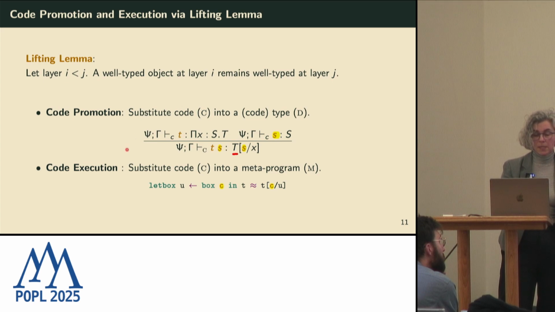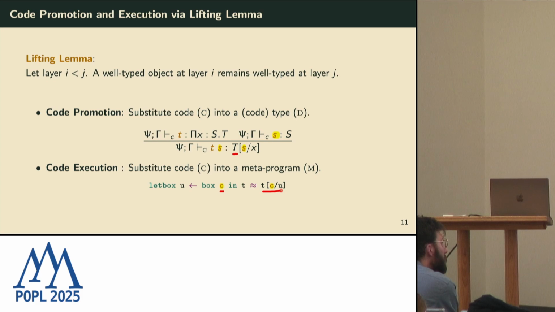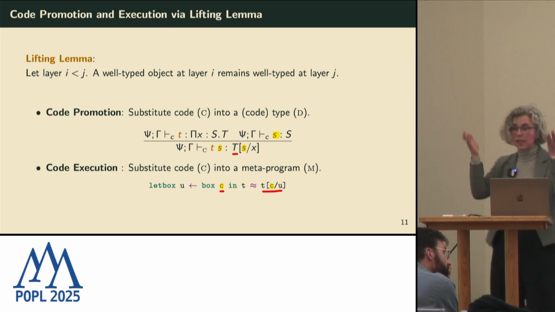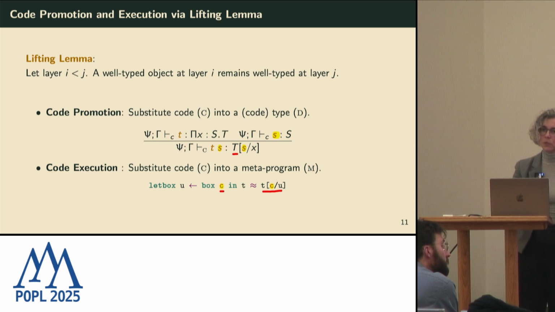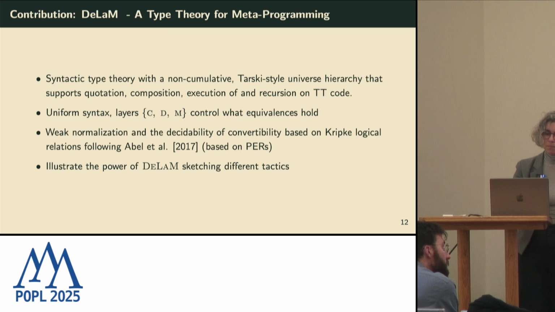And similarly, for code execution, we have here a piece of code that is C. But we're plugging it into an expression that comes from our M layer, where we have pattern matching and recursion and everything. And so why is this justified? Well, again, because we can promote or lift C up to that M layer. So this is really, really central to make this work in some sense.